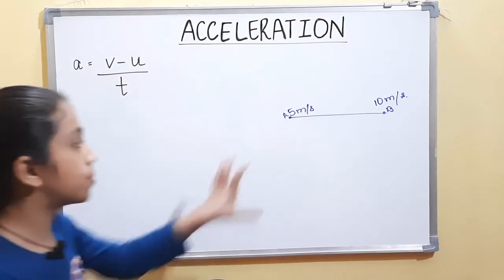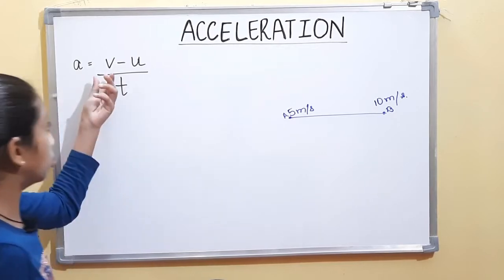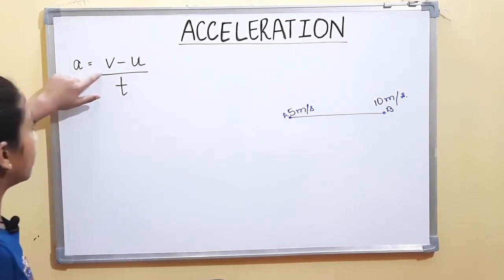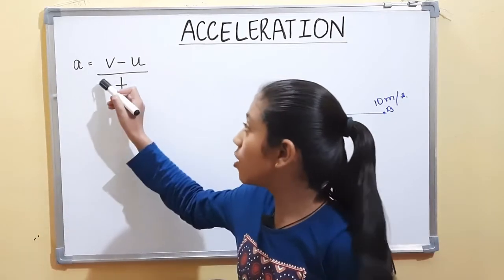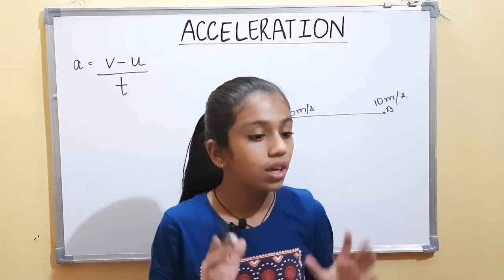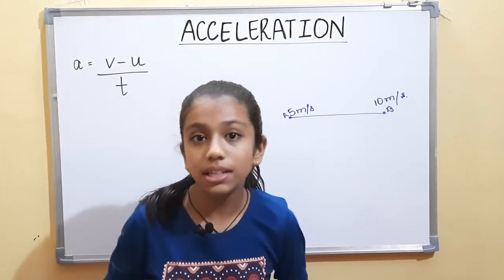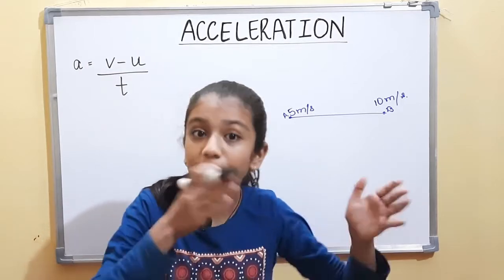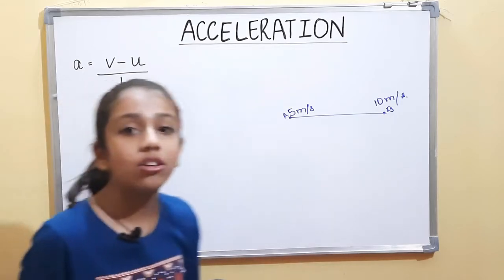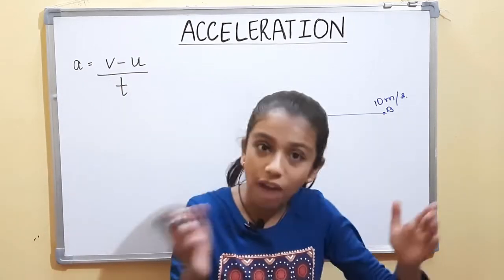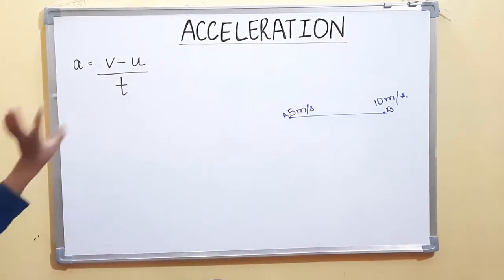Okay, so before substituting the numbers in the formula, we will understand what U is. We know this is the final velocity and this is the initial velocity. So, now we will understand the final velocity and the initial velocity. First of all, initial velocity. Initial velocity is the velocity that was before acceleration. And final velocity is the velocity that was after acceleration. Clear?